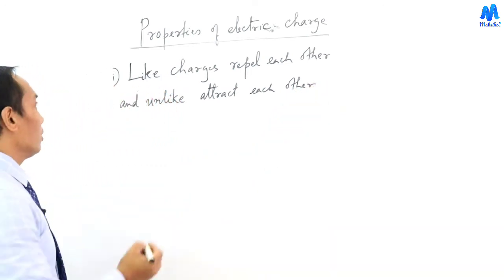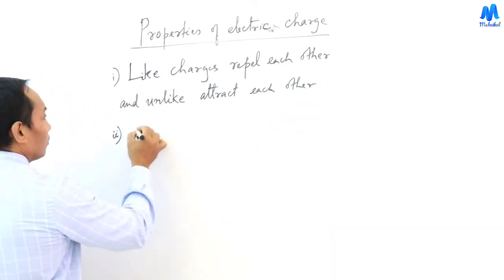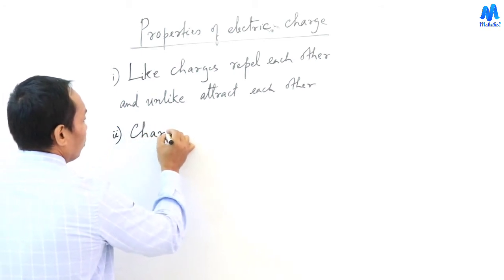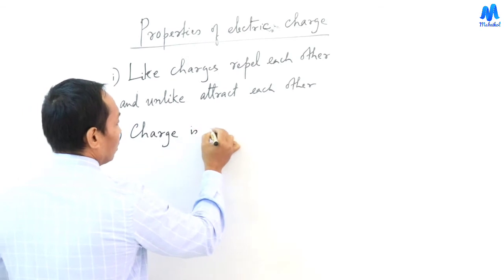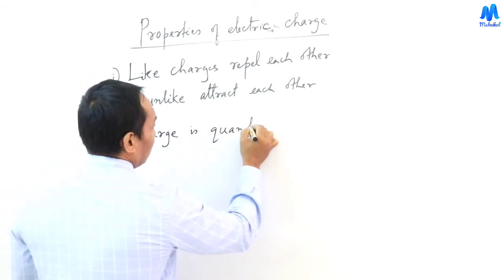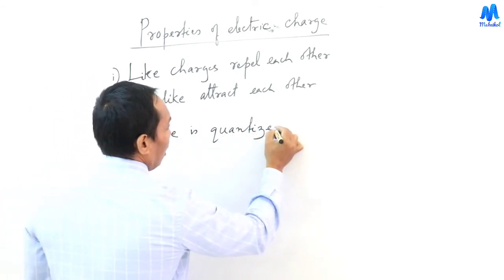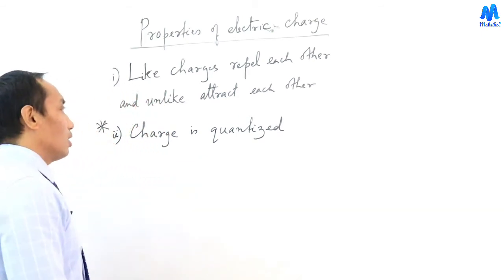Next, second point now. Property number 2: charge is quantized. Charge is quantized.